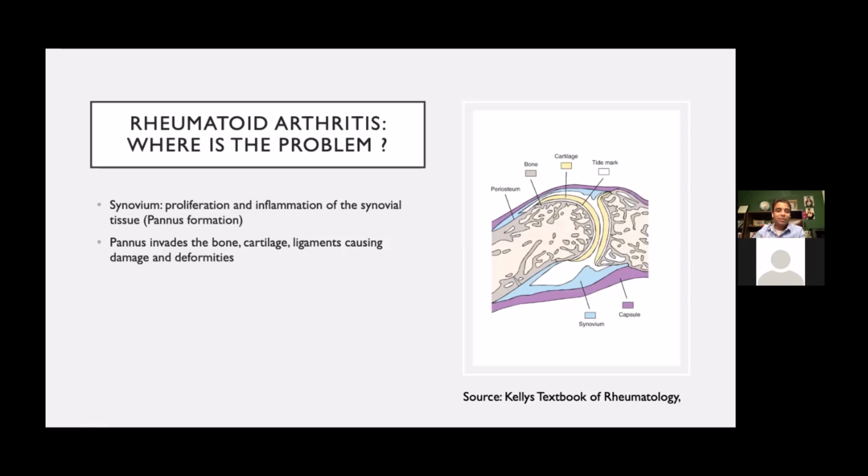So the key concept to remember in the pathology is that the primary problem in rheumatoid arthritis is not in the cartilage. It's primarily in the synovium, and the primary problem is because of inflammation. The synovium is hypertrophied, and that leads to invasion of the bone and the cartilage.